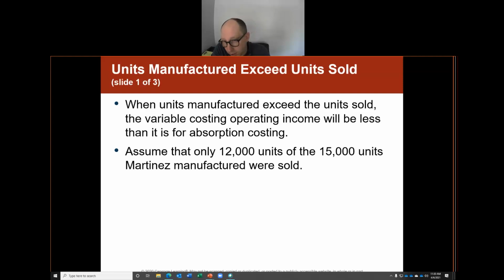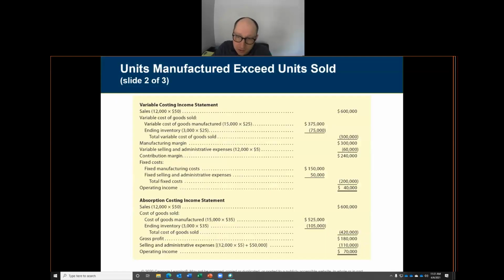Okay, let's take a look at our example. Let's say that we only sold 12,000 units out of the total 15,000 units that we manufactured. In other words, I didn't sell as much as I manufactured. I sold less than what I made. About 3,000 units less, as we can see. What is the impact on the income statement? Well, here's how it looks.